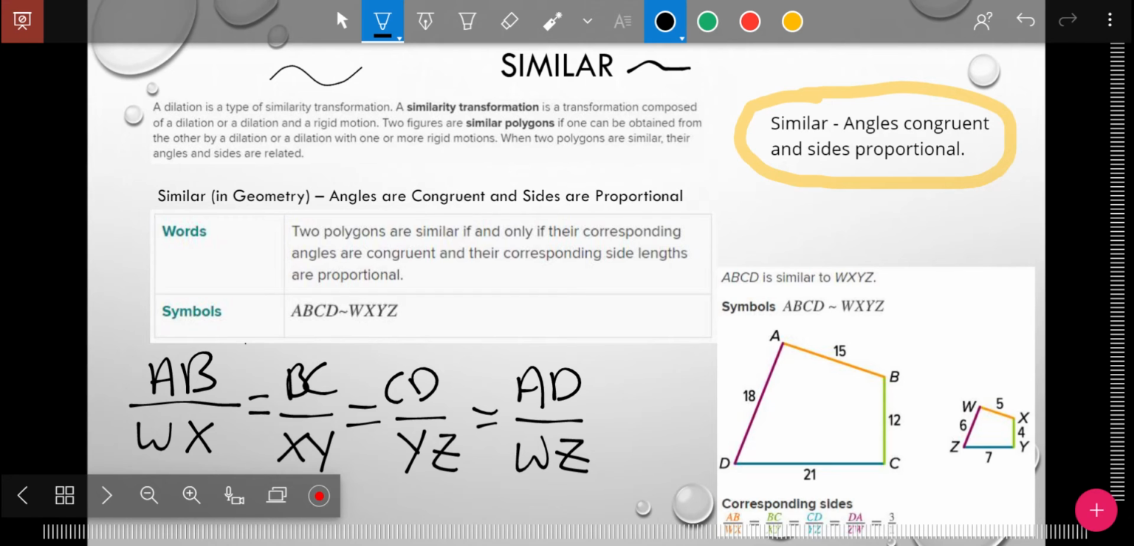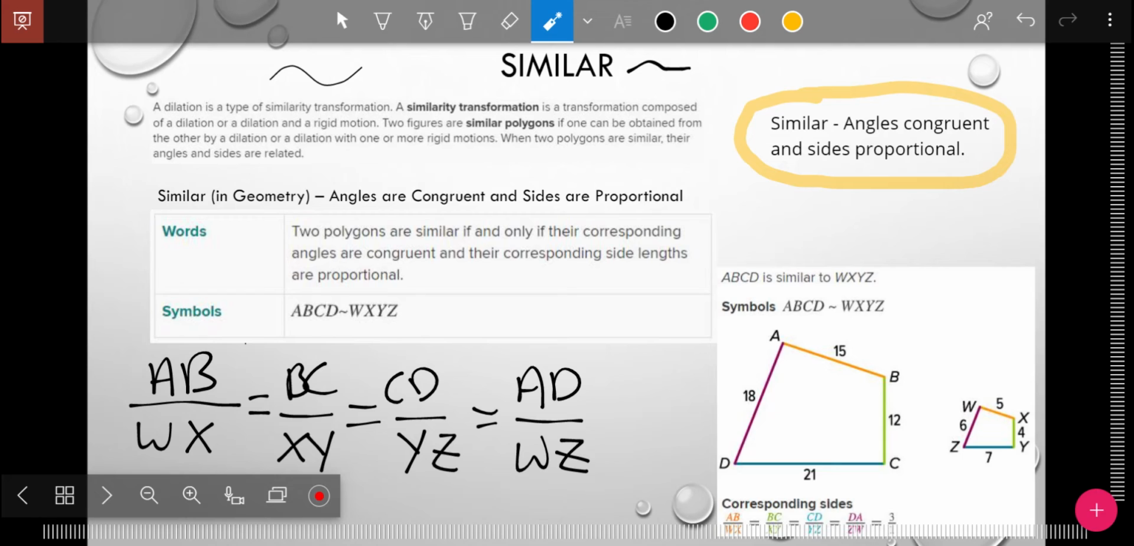Now, similar means alike. Not exactly the same, but alike. Well, they could be exactly the same. They're also similar then, right? But in geometry, you have a more exact definition. And so in geometry, we say it's this one, or I put it over here again, highlighted in yellow. Angles are congruent and sides are proportional. So that's going to become very, very important for the rest of the unit.